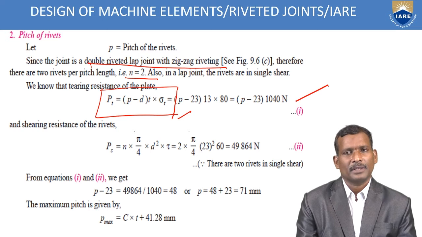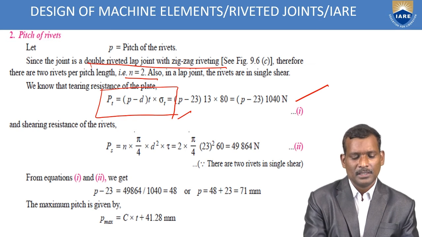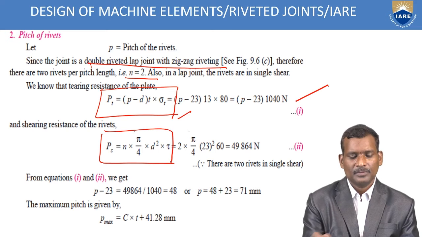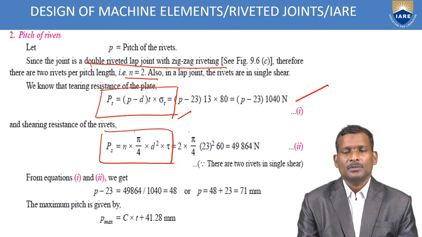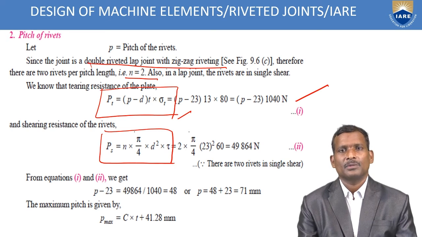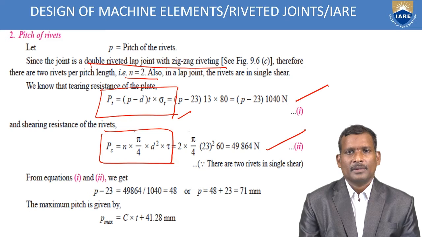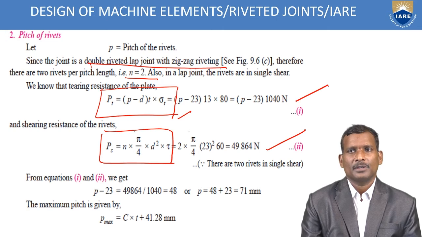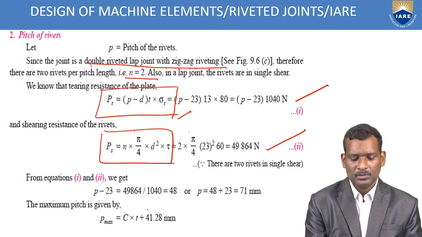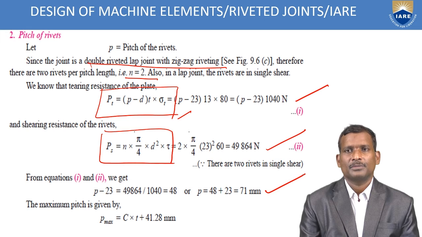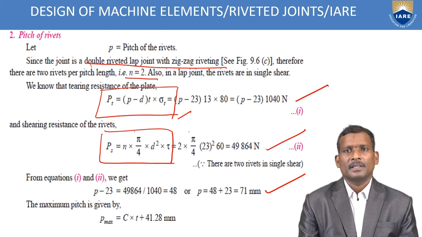And the shearing resistance of the rivet. Similarly, apply the shearing resistance formula: Ps is equal to number of rivets and shear area multiplied with shear stress. There are 2 rivets in single shear, so that's why we need to multiply with 2. Next, from equations 1 and 2, equate these two, and you will get the pitch of the rivet. The shearing resistance of the rivet and the tearing resistance of the plate.